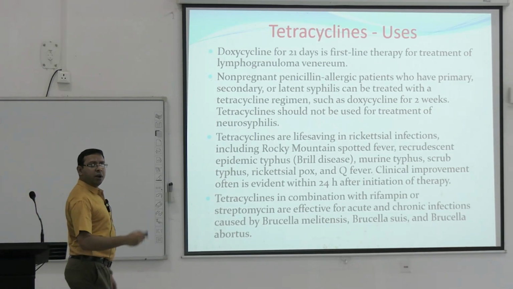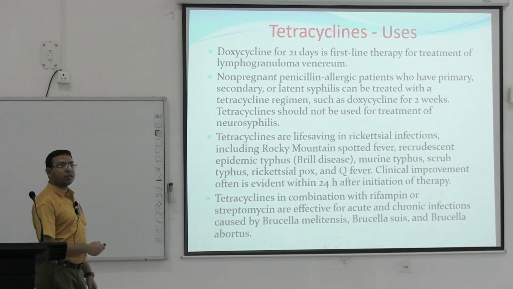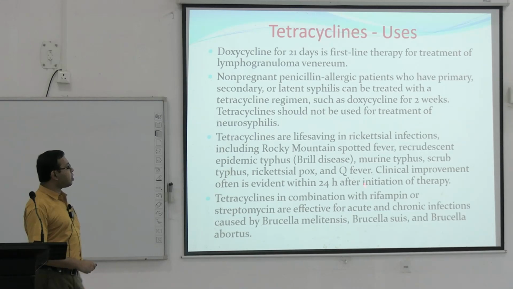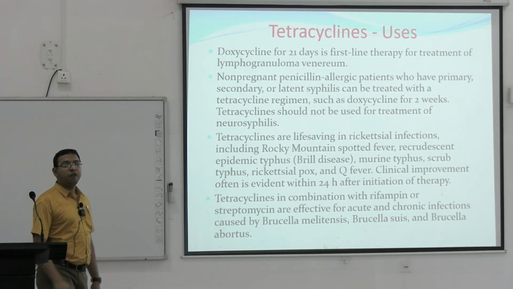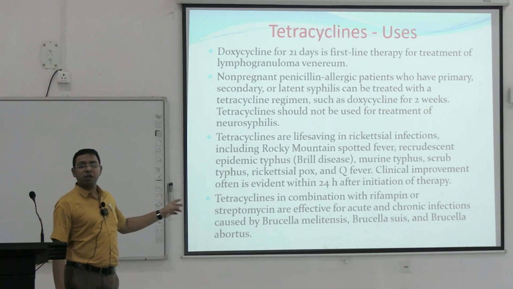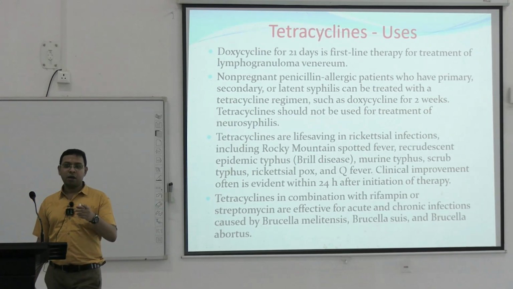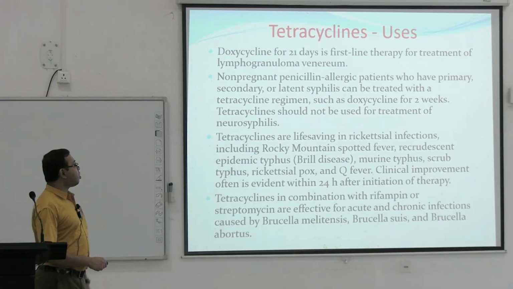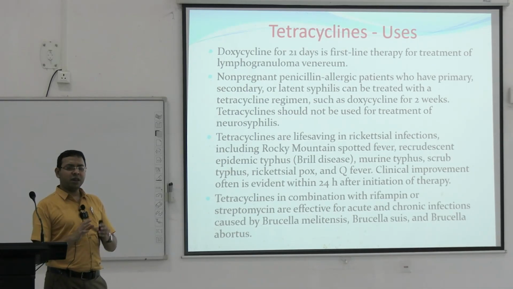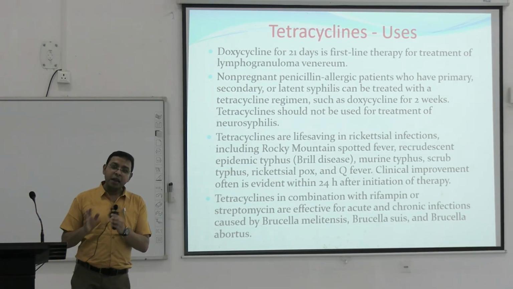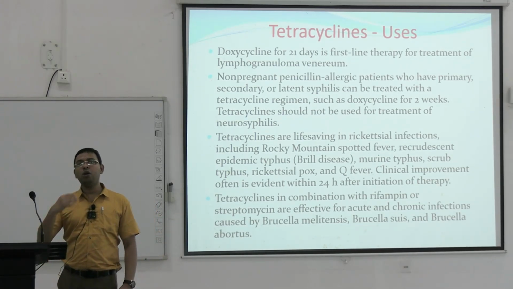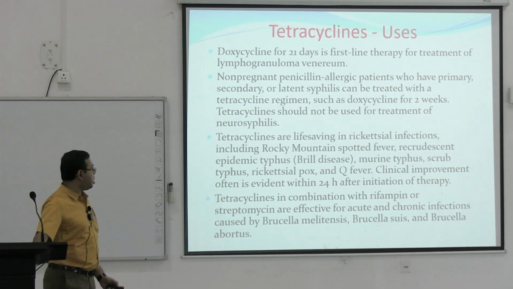They are life-saving, as we have already seen, in rickettsial infections like Rocky Mountain spotted fever, epidemic typhus, murine typhus, Q fever that is caused by Coxiella burnetii, and rickettsial pox. You read about the organisms in microbiology. It has been done, or it will be done. Okay. Usually the clinical improvement is in fact dramatic, because these are very atypical infections, rare in India but most common in African countries. If we use doxycycline, usually within 24 hours clinical improvement is seen.